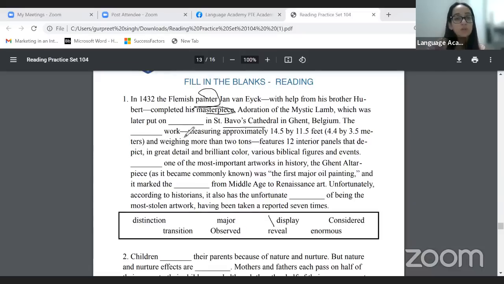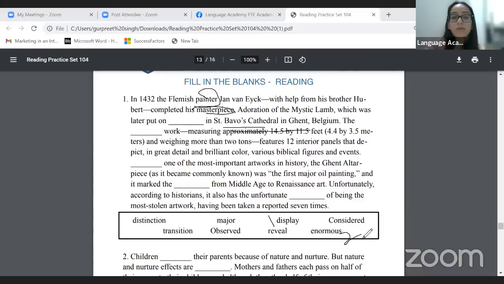The dash work, major work. Most of you have written major work. Who told you it was major or not minor? Read the sentence. Are they talking about major or minor, or what do they want to say in the sentence? The dash work measuring this feet by this feet. What is major in feet? Length and height of a painting. So it is enormous. They wanted to say it was very big.